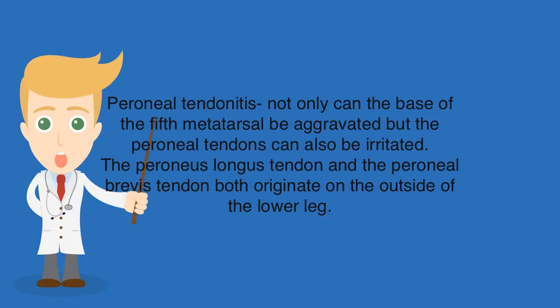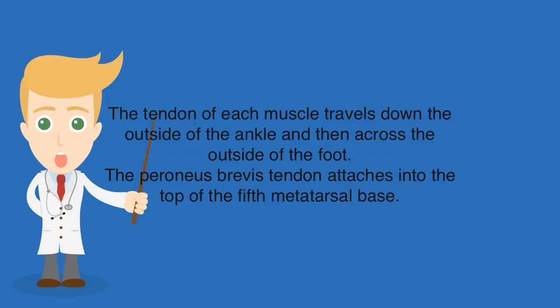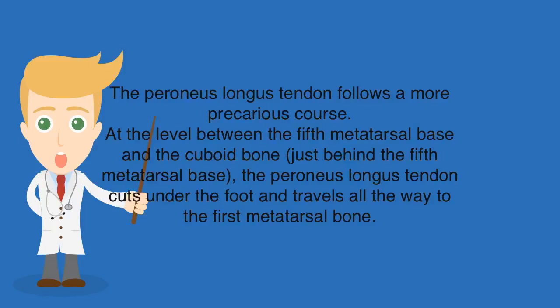The peroneus longus tendon and the peroneus brevis tendon both originate on the outside of the lower leg. The tendon of each muscle travels down the outside of the ankle and then across the outside of the foot. The peroneus brevis tendon attaches into the top of the fifth metatarsal base. The peroneus longus tendon follows a more precarious course.